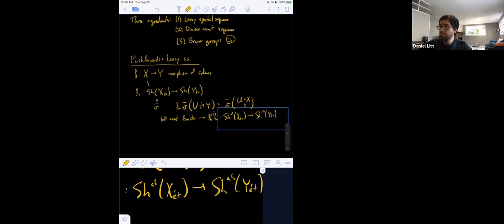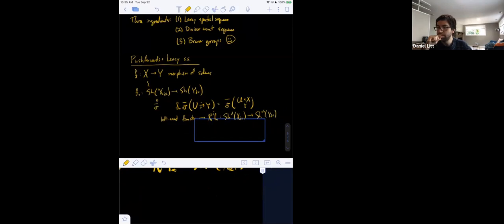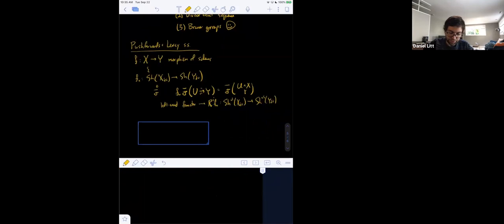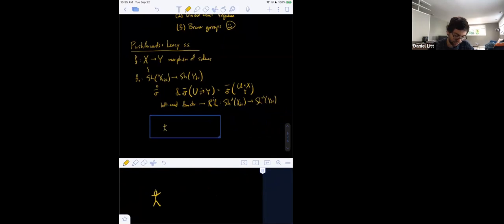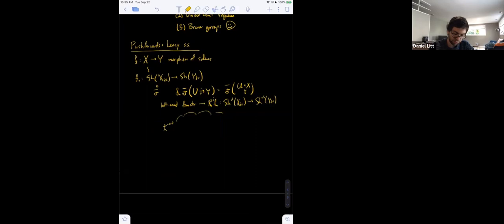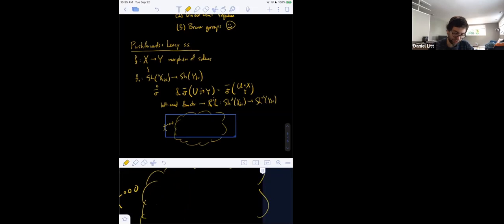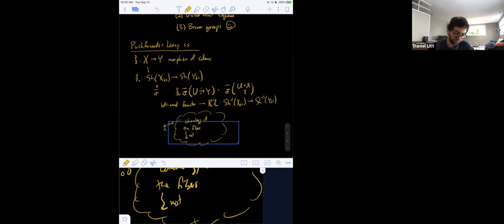Okay, so let's study these functors. Here what you're supposed to think, approximately, is that these things are taking cohomology of the fibers. And the warning is that this is not quite true. I missed that Freddie had also answered the question of the definition of push forward.